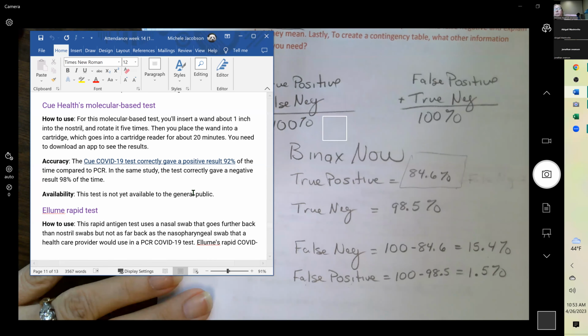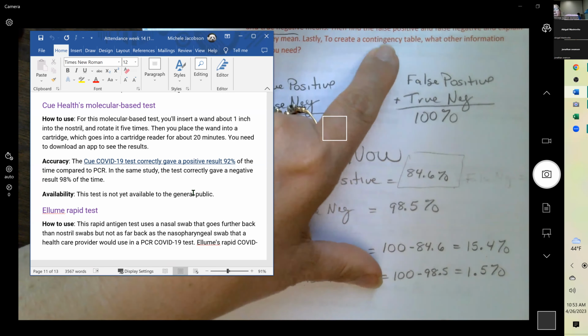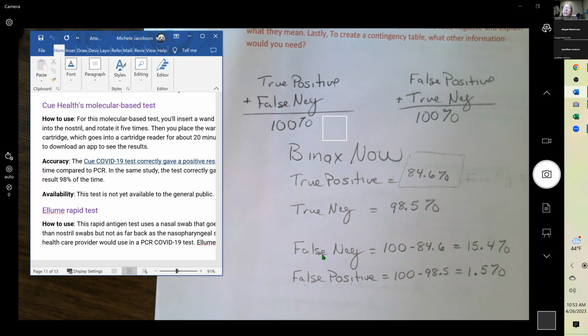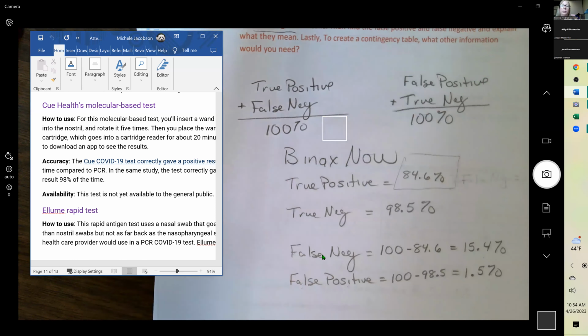If we were going to create a contingency table, and if we have all these percents, what are we missing? Oh, shoot, I didn't realize time went by. The two things we're missing are the total number of people, we would need that, and we would need to know how many have COVID and how many don't. So we need that bottom row of totals, or we cannot create the contingency table. Any questions on that?